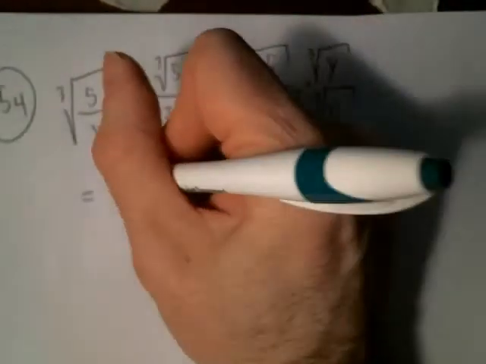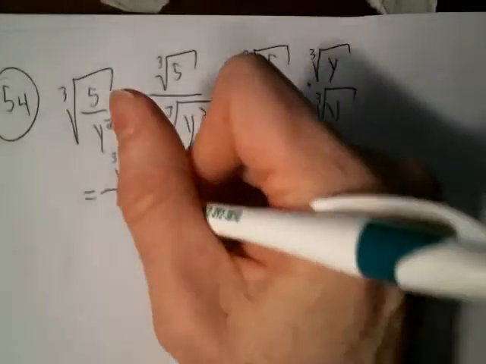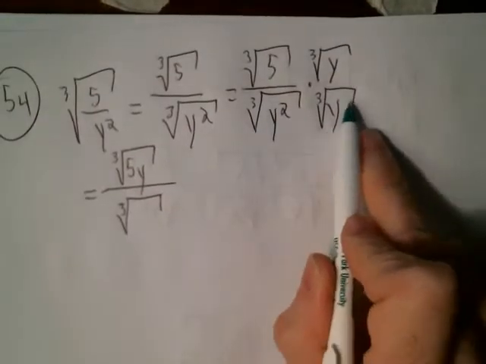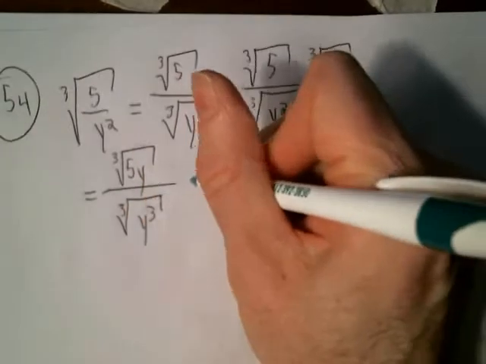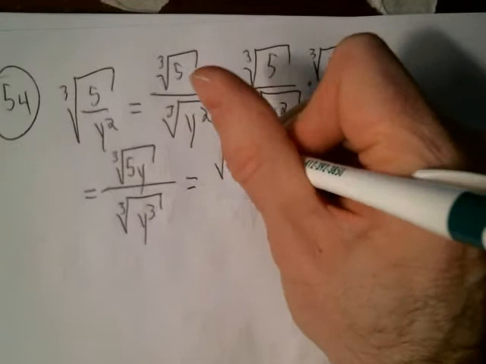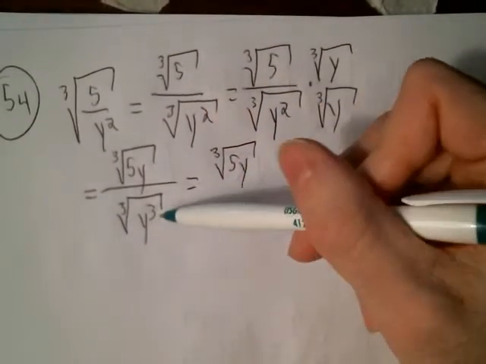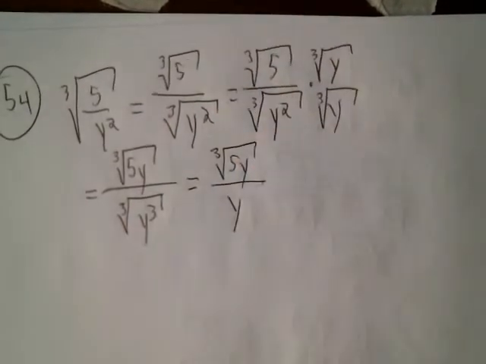Right, so here I'll have the cube root of 5y, and downstairs I'll have the cube root of y cubed. So y squared times y, you add the exponents. 2 plus 1 is 3. So y cubed. And then you have the situation where you have the nth root of something raised to the nth power. They cancel each other out, and you're just left with y.